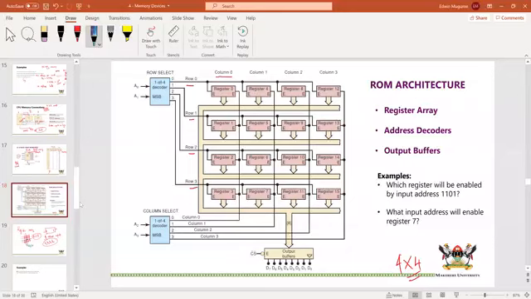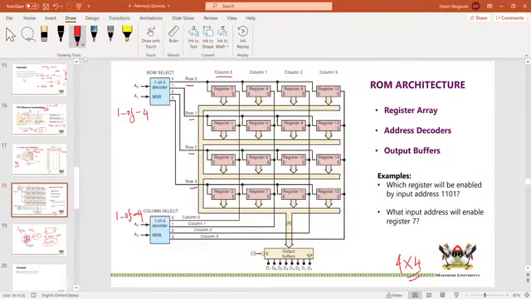Now for you to select the row, you use a decoder. A decoder is 1 of 4. A 1 of 4 decoder, and for the columns, because there are 4 columns, you also use a 1 of 4 decoder. You remember that with a decoder, you have an input and you select 1 output. That's how a decoder works.